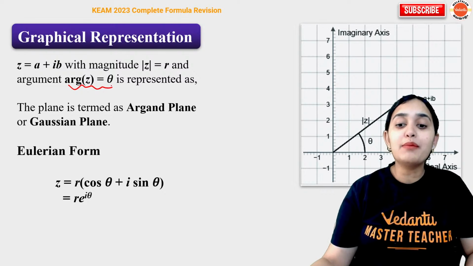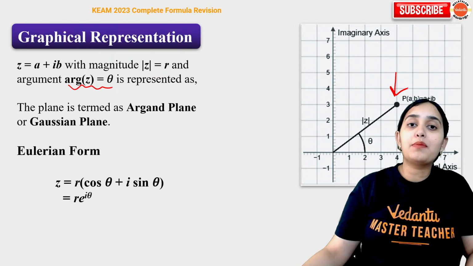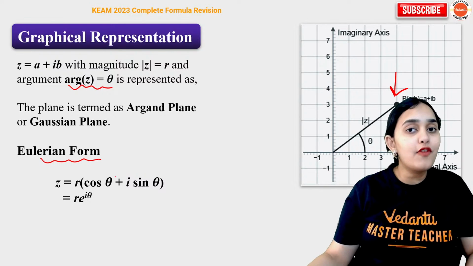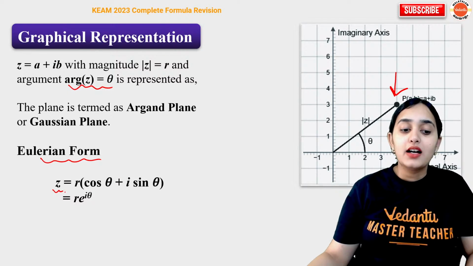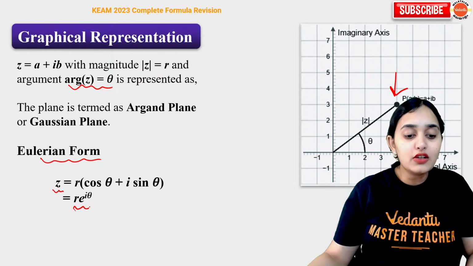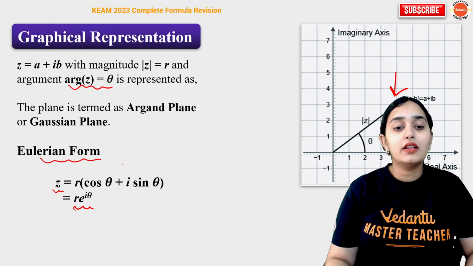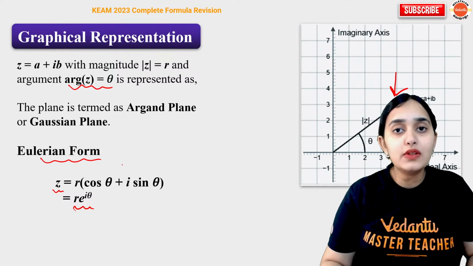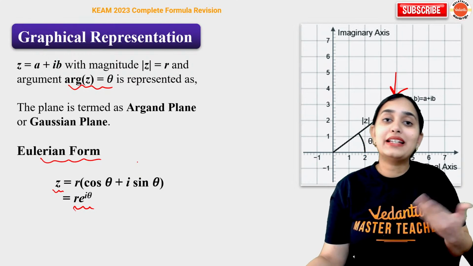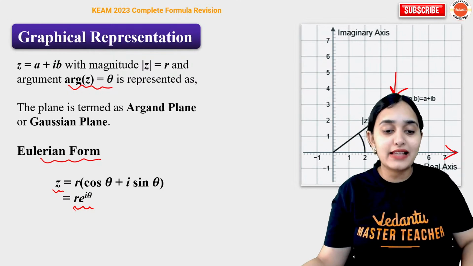Now, if the angle made with the x-axis is theta, then any complex number can be represented in the Argand plane, and the Eulerian form or the polar form is represented as: the complex number can be written as r times cos theta plus i sin theta, also written as r into e to the power i theta. Okay, so this form is also asked in the exam. So you should know what is i theta, what is e, what is cos theta, what is sin theta. So theta is the angle made with the x-axis.